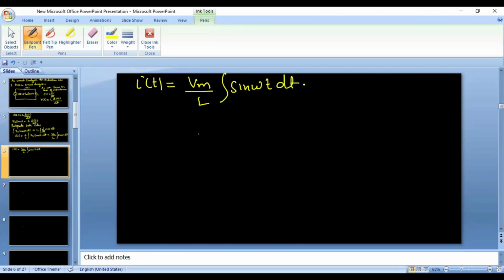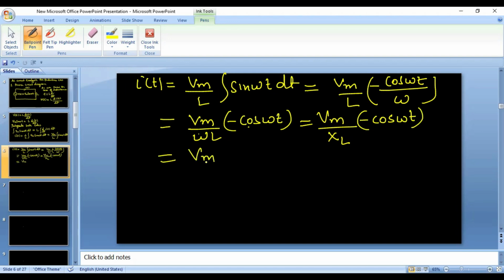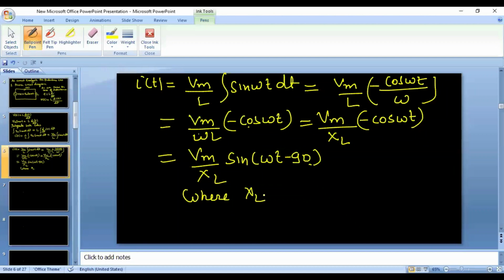Now if I integrate sin omega t with respect to dt, I get Vm/L times minus cos omega t by omega. If I further solve it, Vm by omega L, minus cos omega t. Now, omega L is nothing but the inductive reactance, so in place of omega L, I can write XL. Minus cos omega t, I can write as sin of omega t minus 90, where XL is equal to omega L, and this is the inductive reactance.